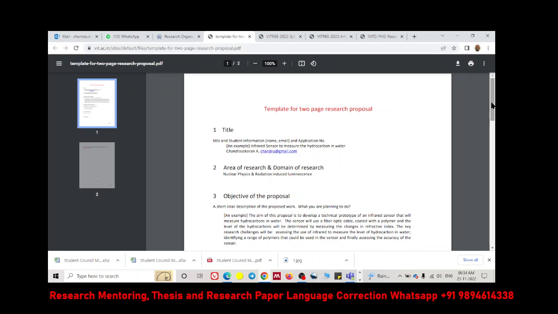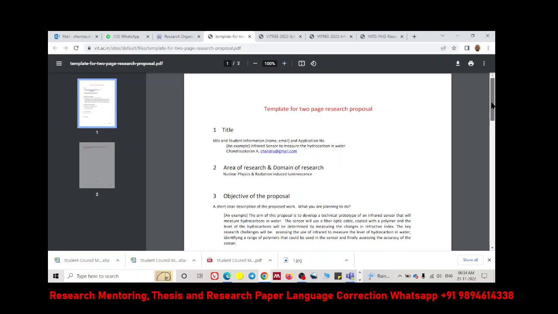You can see, first thing, you have to give the title of your research clearly, and make sure that you are giving the title along with your email and application number. Application number is your PhD application number, because normally once you apply, the application number will be generated and you need to add it. They have given an example also: infrared sensor to measure the hydrocarbon in water, and the name and email ID and application number are there.